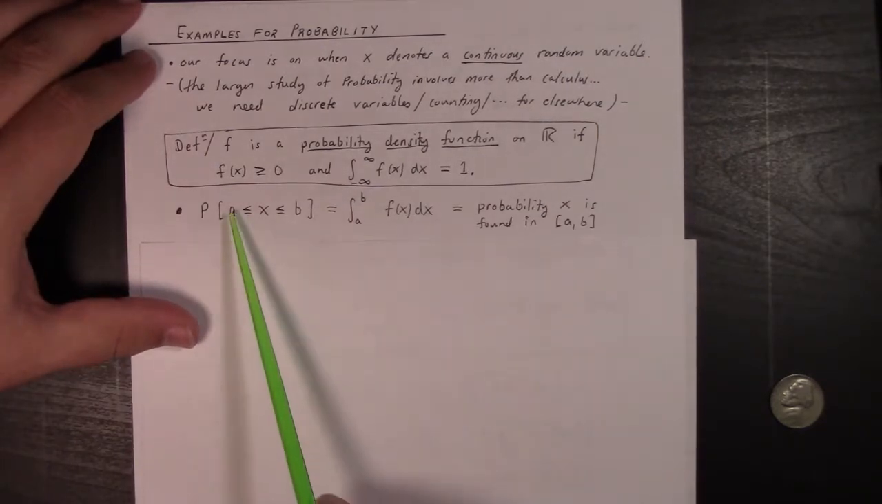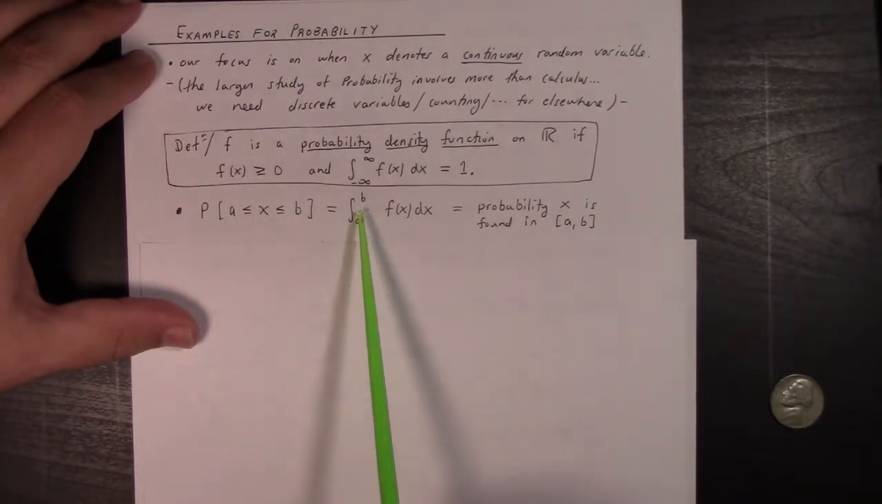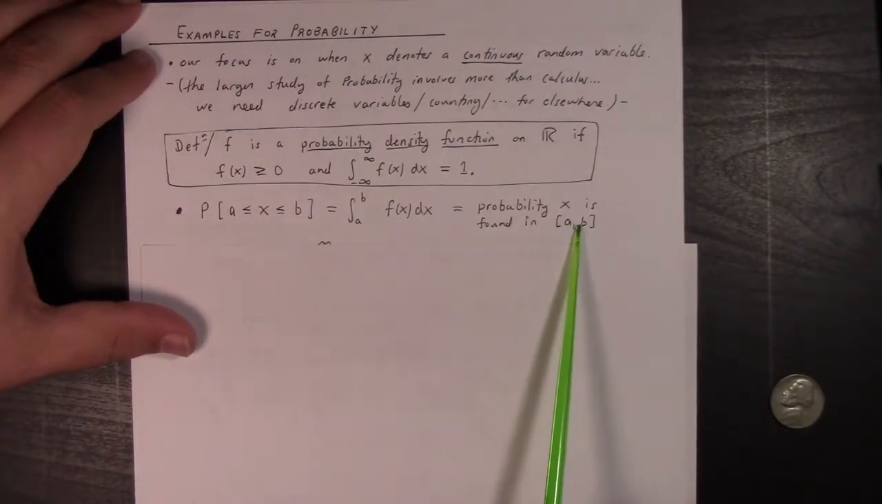So anyway, to calculate the probability that x actually falls between a and b, we have to integrate from a to b f of x dx. That gives us the probability that x is found in the closed interval from a to b.